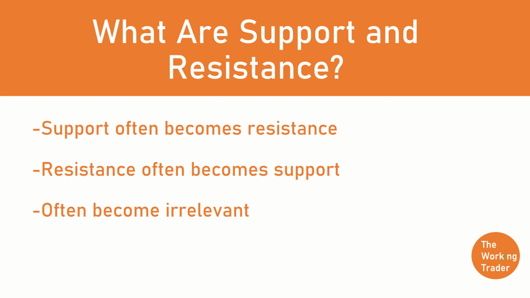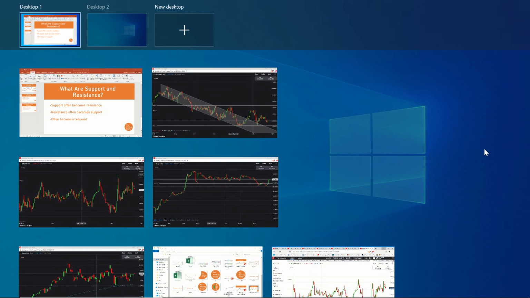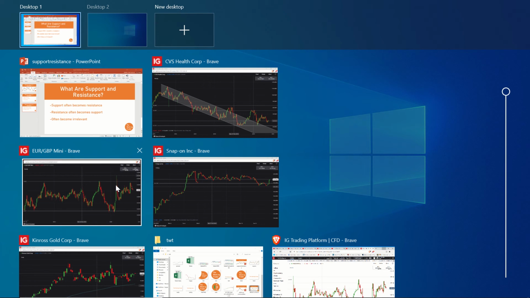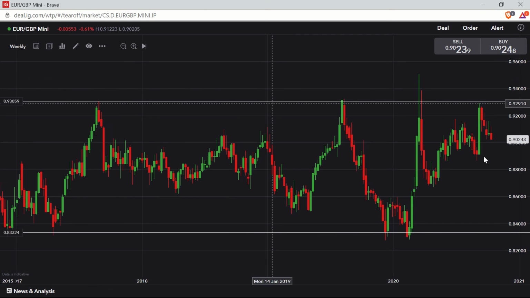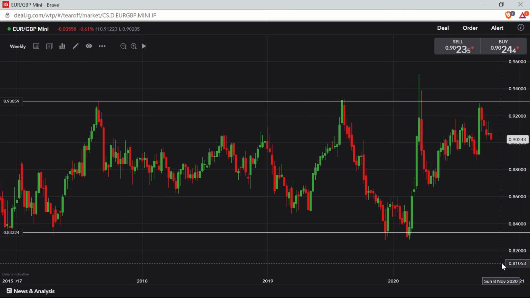But let's look at some interesting charts that highlight support and resistance. I think the first one to look at, which is quite interesting, is a forex pair. It's euro pound, and as you can see, since about 2016, 2017 till now, it's pretty much stayed in the range of about 0.83, which is acting as a support, and 0.93, which is acting as a resistance. And the price hasn't really broken and held through those levels in the last few years.